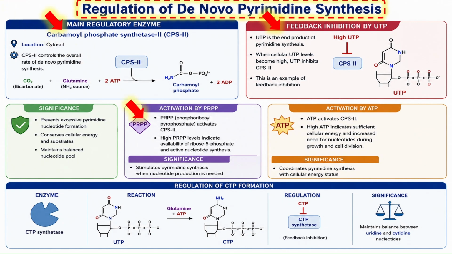Then PRPP and ATP, these two are actually the activators of the CPS2 enzyme, signaling that the cell has sufficient substrates and the energy needed for the nucleotide synthesis. So PRPP, ATP are activators of CPS2, UTP is an inhibitor of CPS2. Then the other enzyme is the CTP synthetase. CTP synthetase is also regulated by feedback inhibition from CTP. So UTP and CTP are regulator molecules, as we have already been discussing. The balance between these two helps maintain a balanced nucleotide pool in the body.